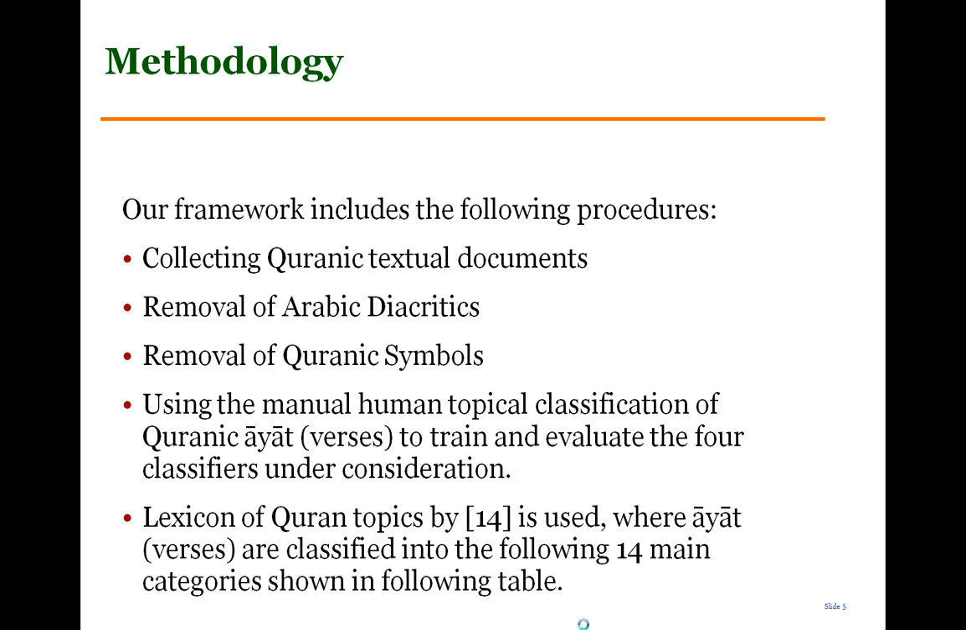Therefore, we depend on a lexicon of Quran topics. It was written and authored by a number of authors, and you can find this in our paper in reference number 14.